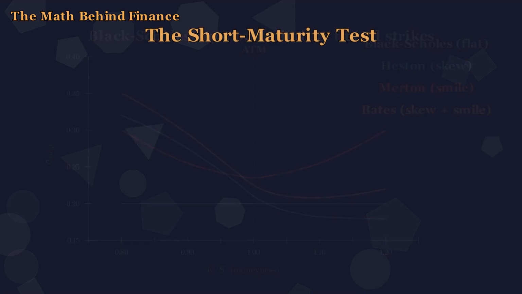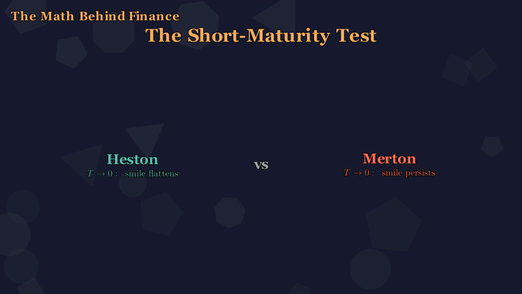There is a forensic test that tells you whether jumps are present. Look at very short maturity options. Under pure stochastic volatility like Heston, the smile flattens as the maturity shrinks towards 0. The continuous diffusion does not have time to create fat tails, but under Merton, the smile persists.